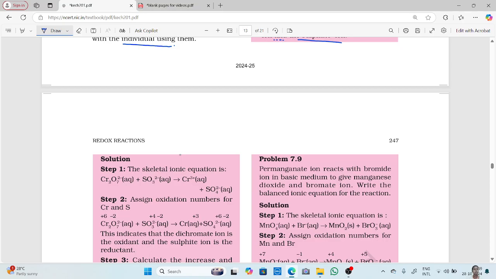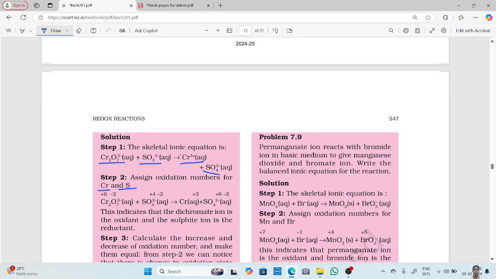So this is what the skeletal reaction looks like. First step is you have to write the skeletal reaction. You have potassium dichromate, you have sodium sulfite, you get chromium ion and sulfate ion. Now assign the oxidation numbers for chromium and sulfur. How will you assign the oxidation number?